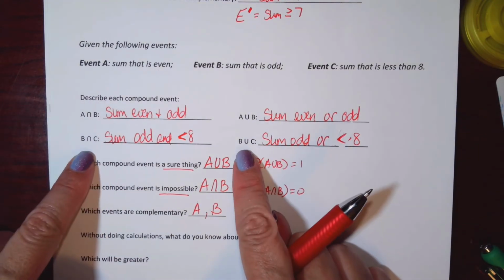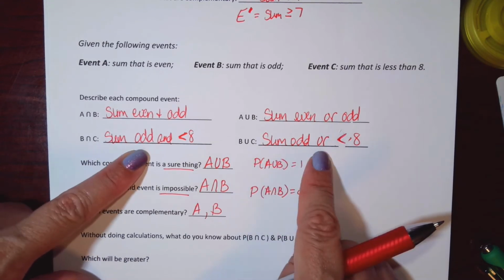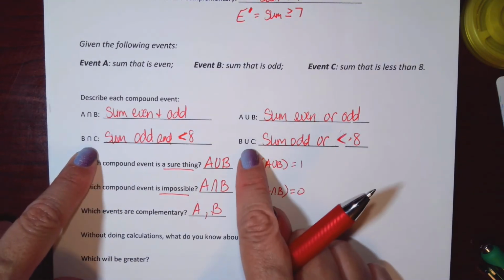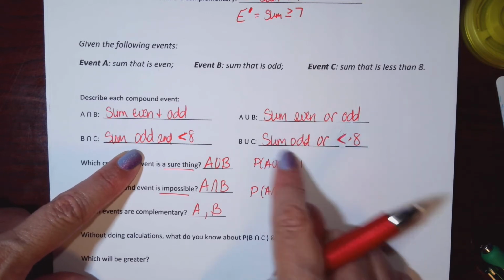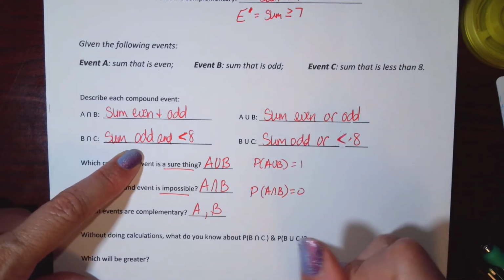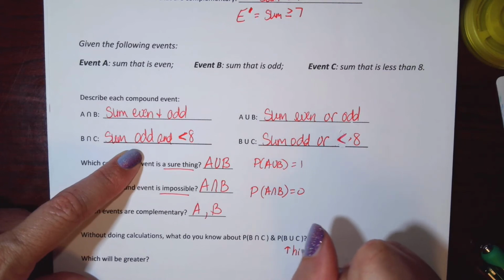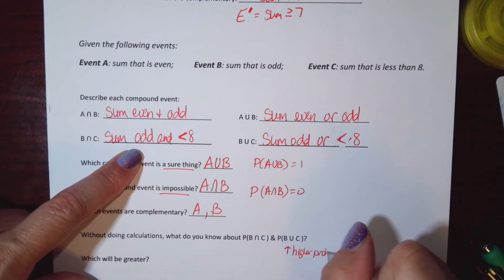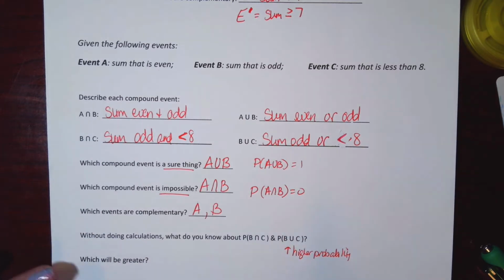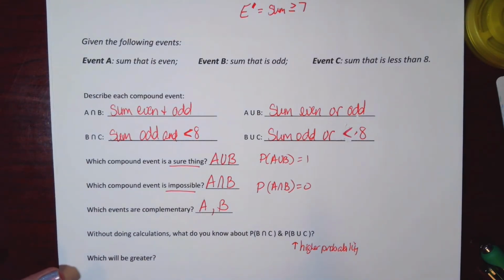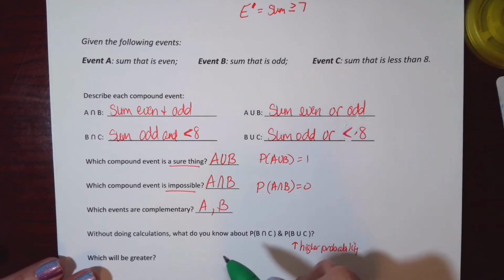We're looking at these 2 compound events, B and C, B or C. This one is going to have a higher probability. Will either one of them have a probability of 0? No. Either one of them have a probability of 1? Do they include everything? Well, let's look at our list and see.